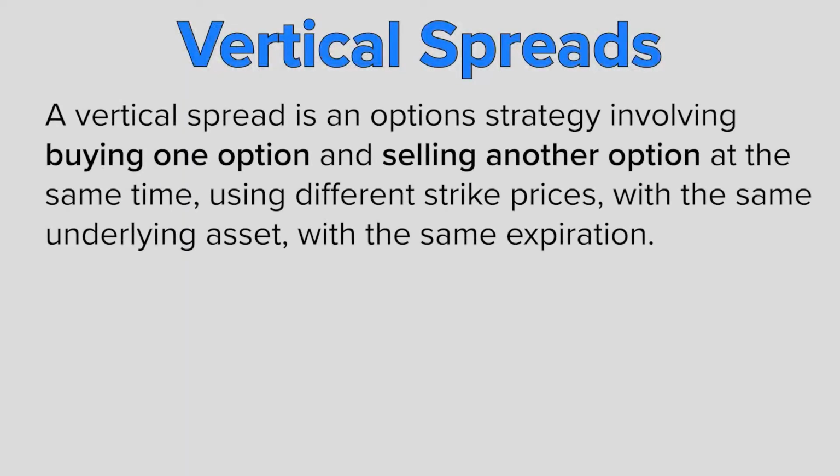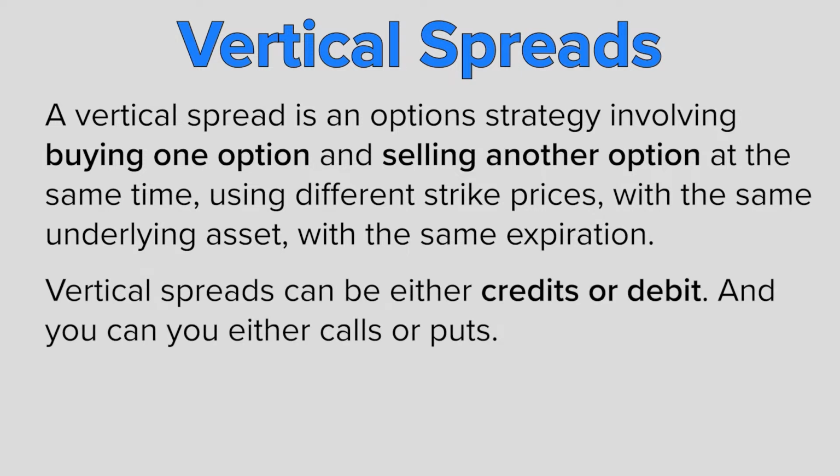A vertical spread is an option strategy involving buying one option and selling another option at the same time, using different strike prices with the same underlying asset and the same expiration. Vertical spreads can either be credits or debits, and you can use either calls or puts. Think of an option chain on your platform. All the different strike prices are listed vertically. This spread is a reference as to how the strike prices are positioned, one above the other, just like anything else that is vertical. We'll now discuss the 4 different types of vertical spreads: a long bull call, short bear call, long bear put, and short bull put.